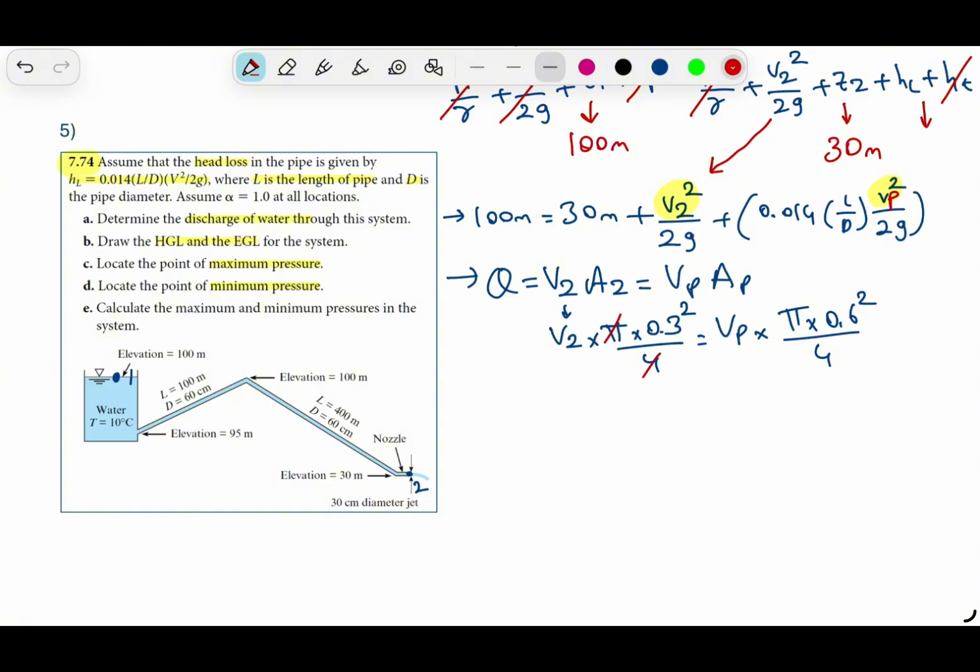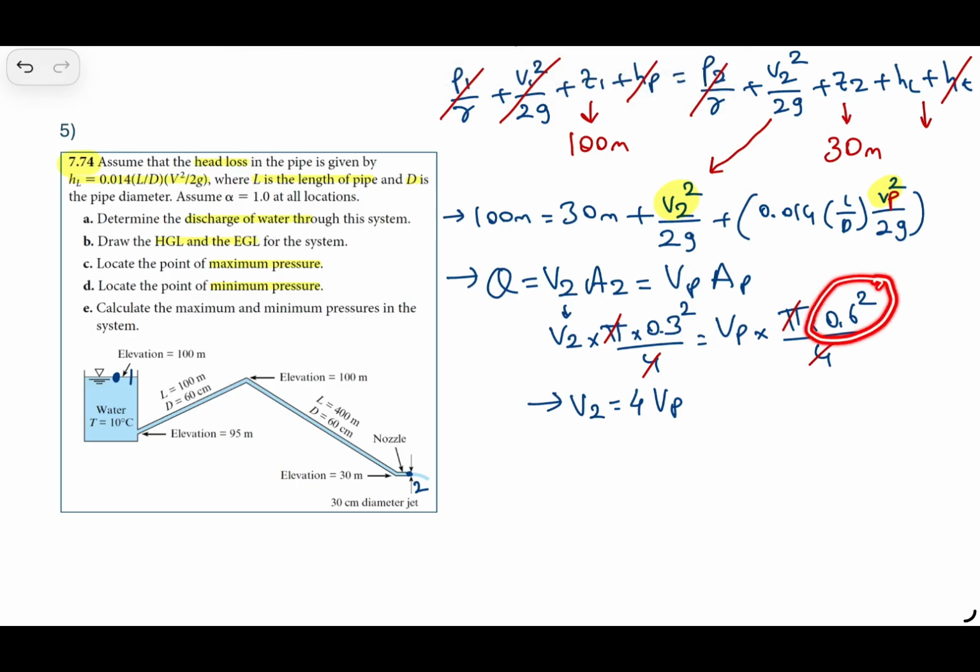And since we have same numbers, we can directly write V2 is equal to 4Vp. It is mainly coming because if you divide 0.6 square by 0.3 square, then we will get this relationship.